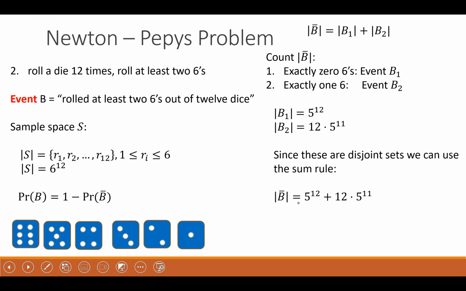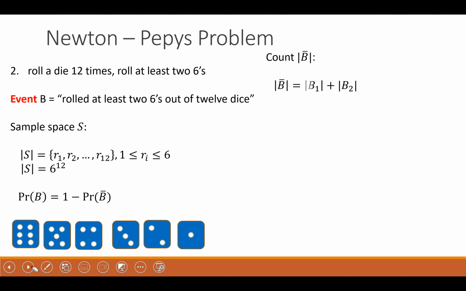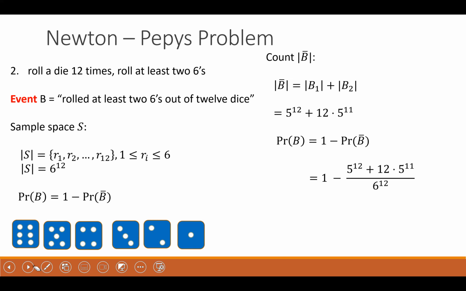So yeah, the size of B complement is the size of B1 plus the size of B2. It's 5 to the power 12 plus 12 times 5 to the power 11. And now I can compute the probability of B as 1 minus the probability of B complement, which is the size of B complement over the size of the sample space. And the size of B complement is 5 to the power 12 plus 12 times 5 to the 11, over 6 to the power 12. And if I put that into a calculator, I get 0.6187.